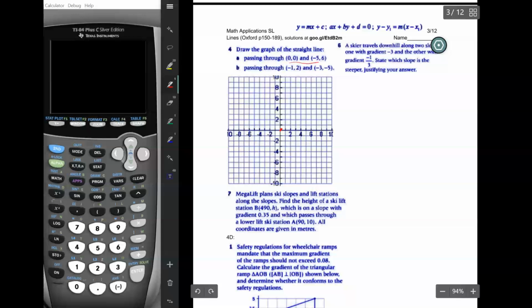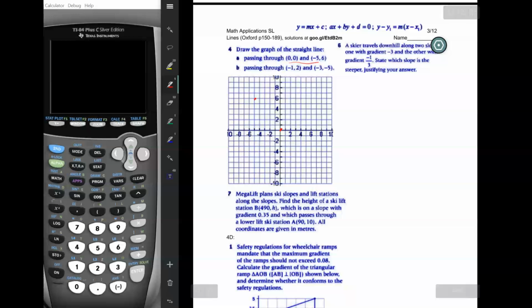(0, 0). When you draw a line, or any graph, the best thing to do isn't to try to imitate what the graph looks like on the grid of the calculator. The best thing to do is to graph points and connect the points. So (0, 0) is right there. (-5, 6) is right there.